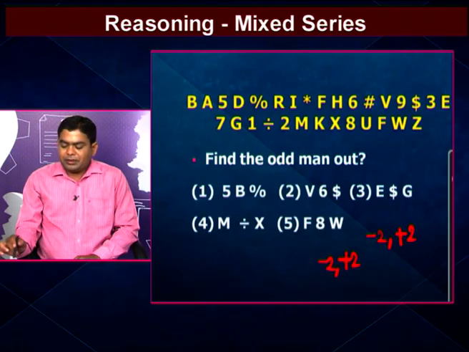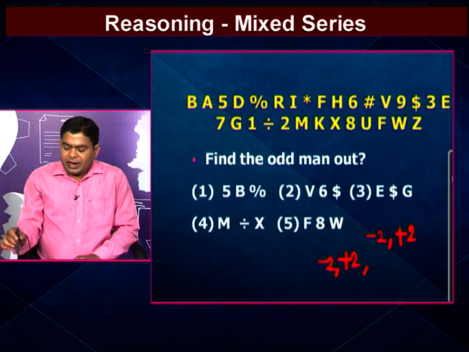After that we go to the third option. So E, dollar, G. So in our given series E is there, dollar is there. Dollar is the previous second element. G is the followed second element. Again this one also followed the -2 and +2 rule.